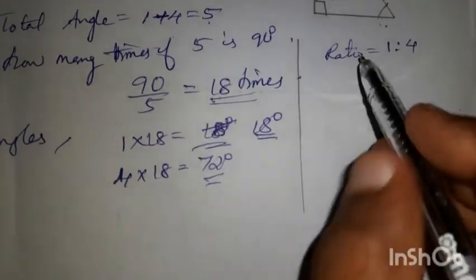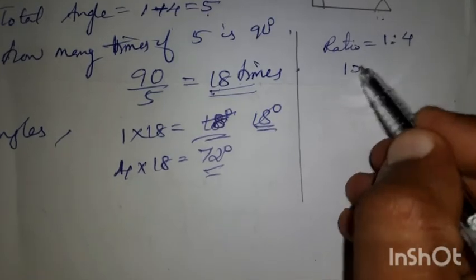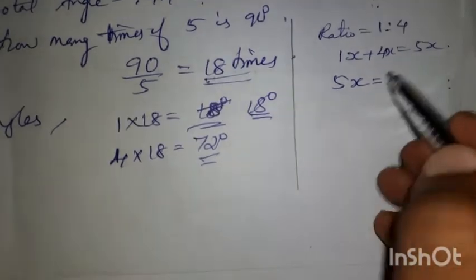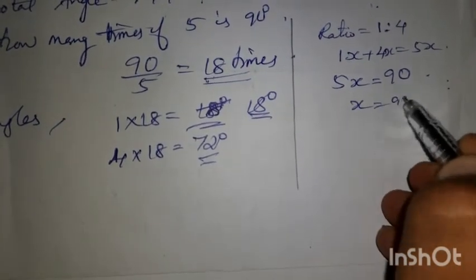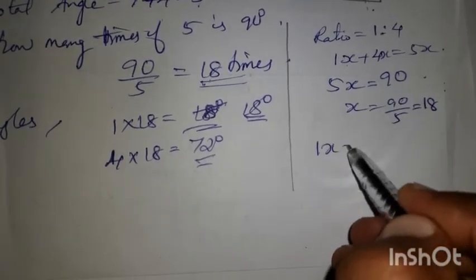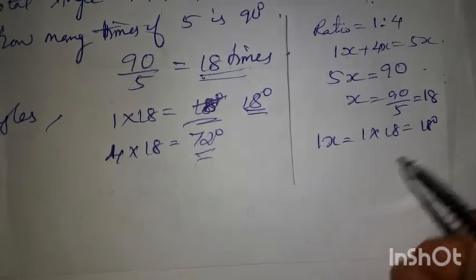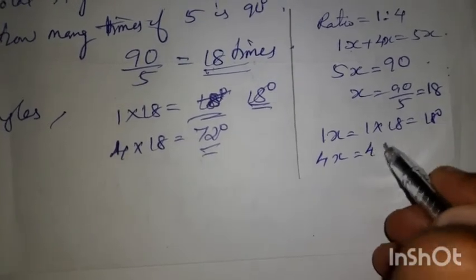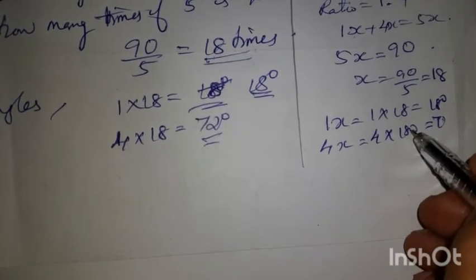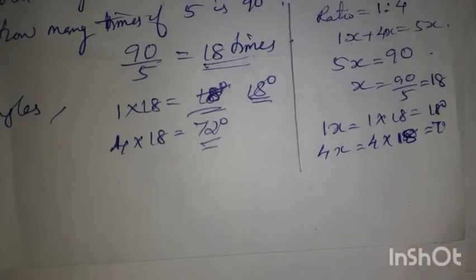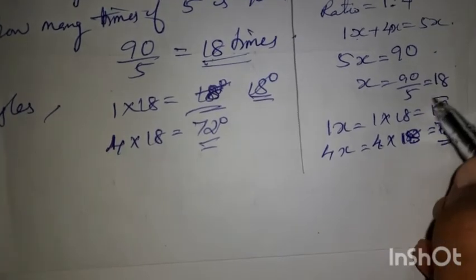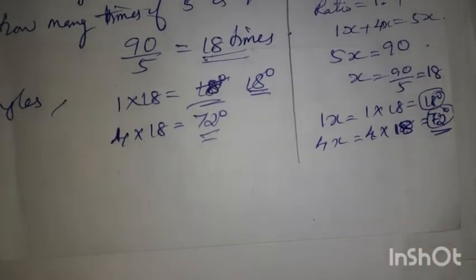The same thing you can do in algebraic form. That is 1x plus 4x is equal to 5x. So 5x is 90, so x is equal to 90 by 5, which is 18. So 1x is 1 into 18, 18 degrees. Next, 4x we have to find out. 4 into 18 is 72 degrees. So you are getting the angles as 18 degrees and 72 degrees.